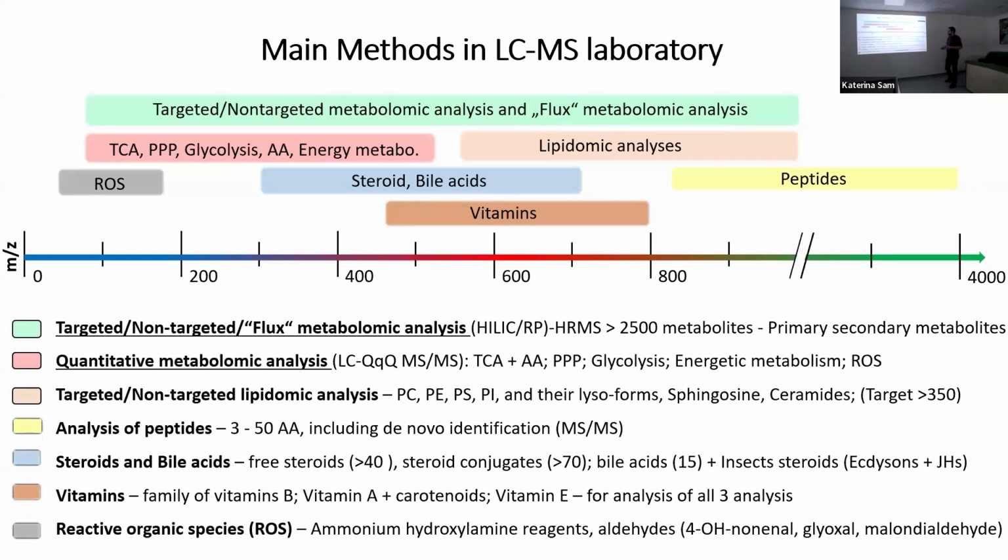Okay, next platform is our target and non-target lipidomics analysis. It's based on the separation and analysis of each class of lipids. Typically, in one sample, we find 350 lipids, depending on the sample. The next is the analysis of peptides, but typically we measure small peptides. We have a border at 50 amino acids. Next is our analysis of steroids, sterols, and bile acids.